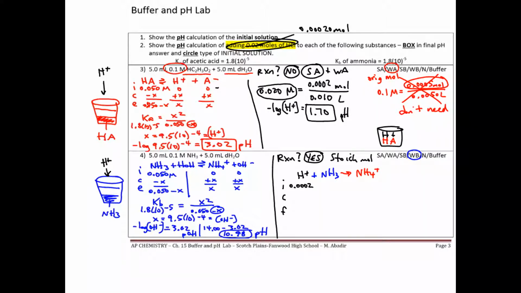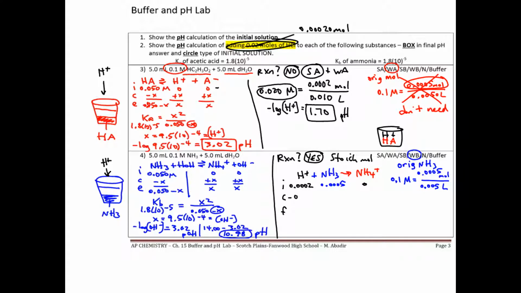Now I need to find my original ammonia. So I do molarity equals moles over liters. The original liters for the ammonia was 0.005. The molarity was 0.1. So that's going to give you a moles of 0.0005. So that goes over here. And then I had nothing to start with of the ammonium.